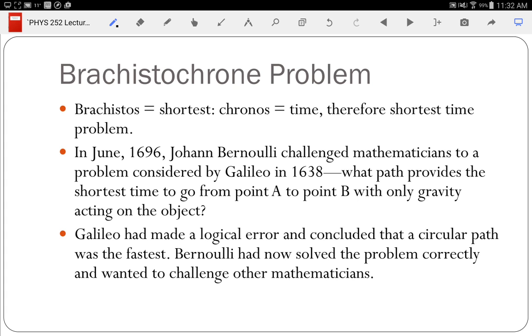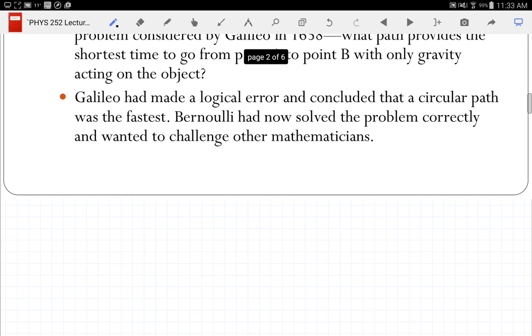And the famous brachistochrone problem comes from Johann Bernoulli in 1696. He put out a challenge. And he challenged mathematicians to solve a problem that Galileo had solved in 1638. Incorrect. Galileo had made a mistake, and he said that the path that would take the shortest time to go from A to B would be a circular arc. That is, what Galileo had said was, if you have point A here and point B here, the circular arc that goes like this is going to be the fastest way to go from point A to point B, the fastest path.